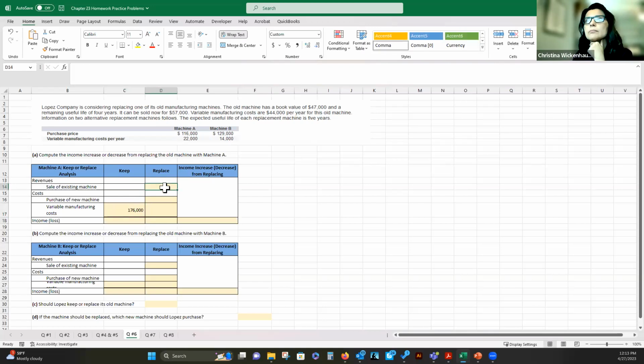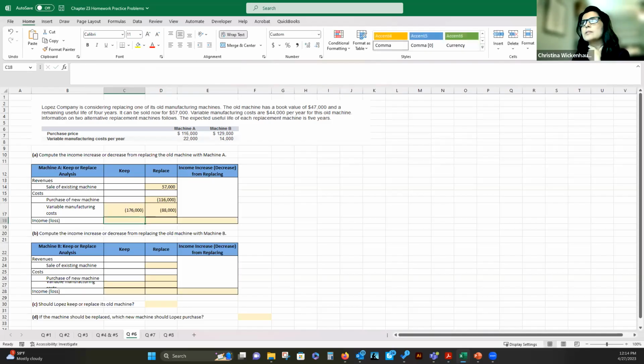Now, if I replace it, I'm going to get money. It can be sold now for $57,000. And then this is looking at machine A. The purchase price is going to be an outflow, so I'm going to represent that with a negative 116,000. And then my variable cost per year is going to be a negative as well. It's going to be a negative 22,000 times 4 years. And this one should have been a negative as well. Sorry about that. It's an outflow.